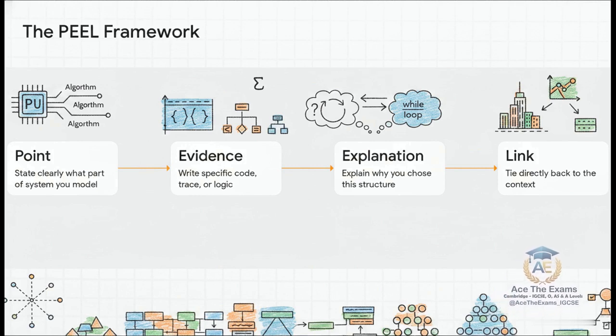Step 3. Explanation. Why did you choose a hash table instead of an array? Step 4. Link. Tie it all directly back to the question's specific context. Don't just say it's faster, say it's faster, which is absolutely crucial for the smart city traffic system to process vehicle data in real time.